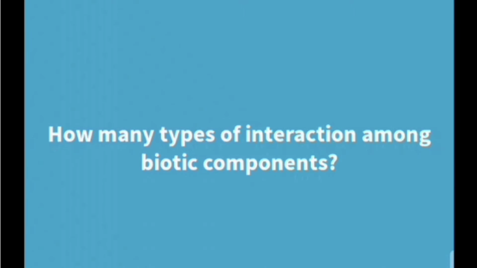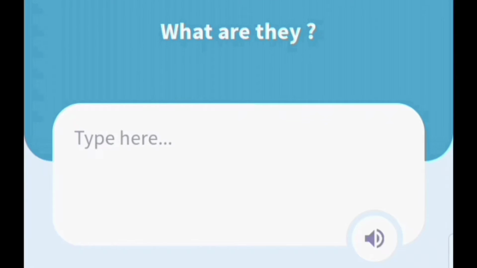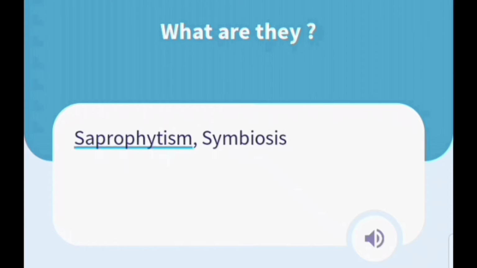Do you still remember how many types of interaction among biotic components we have? 4. We have 4 of them. And what are they? They are saprophytism, symbiosis, predation, and competition.